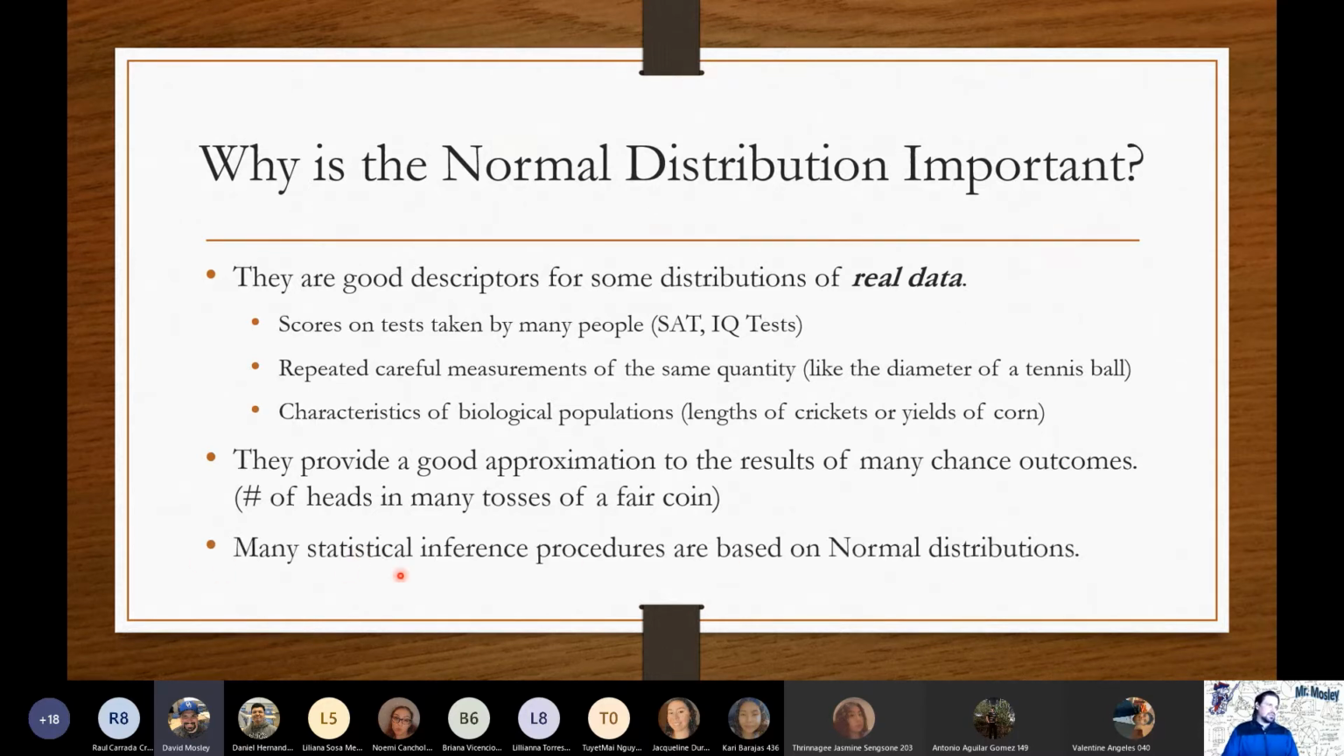Right? And then this is a key thing that we're going to use later on in the class. Many statistical inference procedures are based on normal distributions. Right? So how we make inferences is influenced by normal distributions.